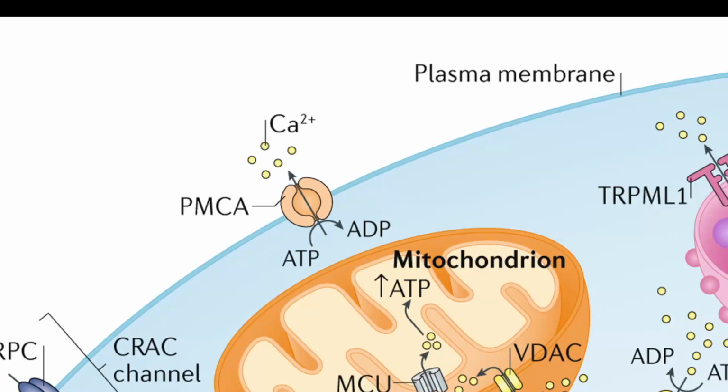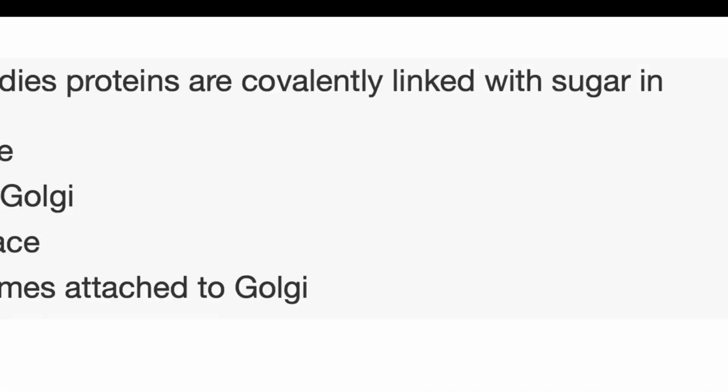Or if you want to look at this diagram again. Okay, thank you. Moving forward to the 13th question. In Golgi bodies, proteins are covalently linked with sugar in which part of the Golgi? In the whole organelle Golgi bodies, proteins are covalently linked with sugar in dash.